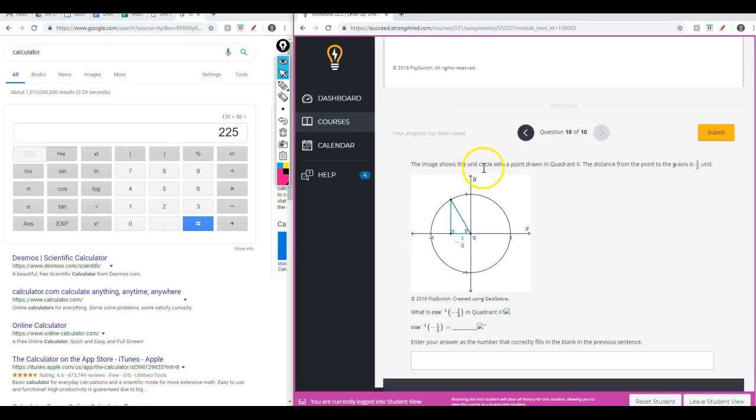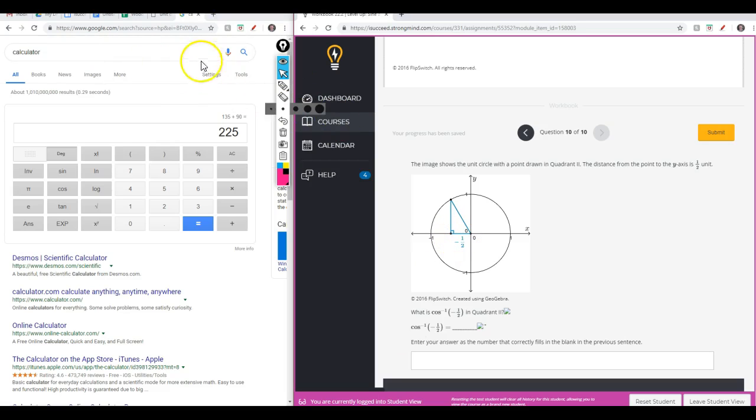Alright, question 10. The image shows the unit circle with a point drawn in quadrant 2. The distance from the point to the y-axis is 1/2 units. I think there's a typo right there. What is cosine inverse of negative 1/2? I think this ought to say the x-axis, because it's drawn right there on the x-axis.